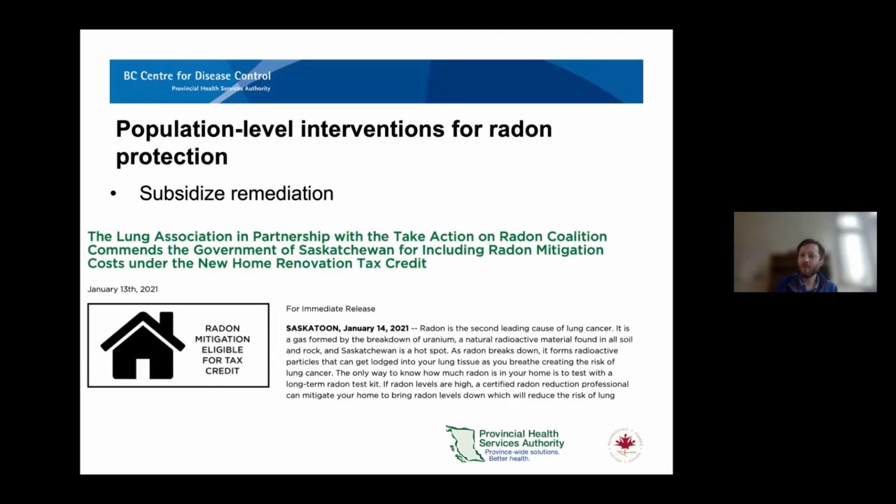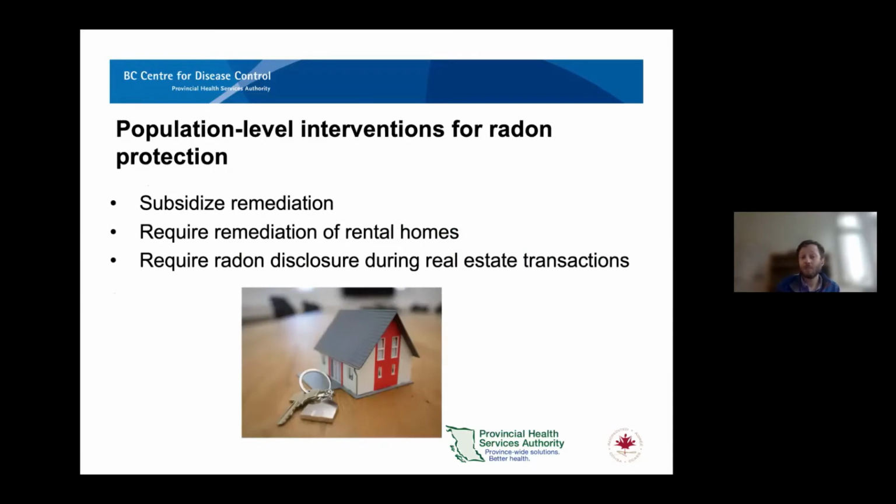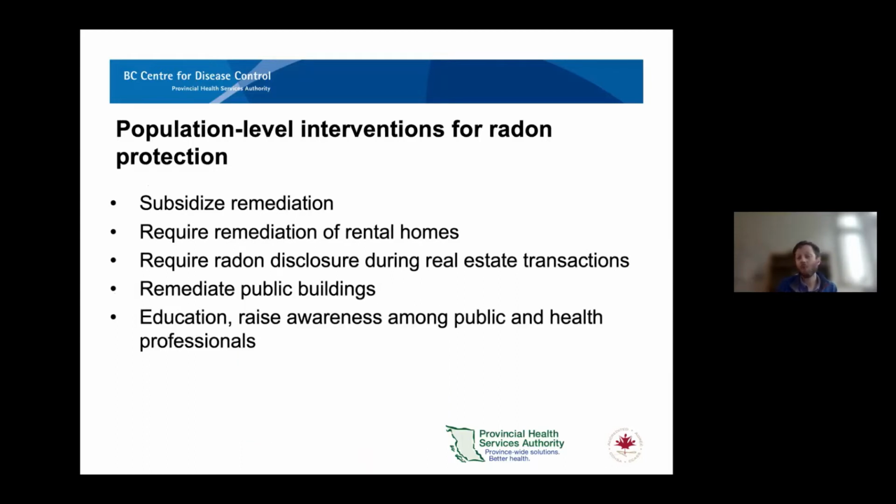So we can get away from some of that by using population level interventions for radon protection. So as an example, the province, the country, community can subsidize remediation. They can provide financial support. And Saskatchewan here became one of the first jurisdictions in Canada to do that, to offer a tax credit for remediating your home for radon. We can require remediation of rental homes. We can require disclosure about radon levels during real estate transactions. We can remediate public buildings. We can educate, raise awareness among the public, health professionals. So these are all things we can do at a population level for radon protection.